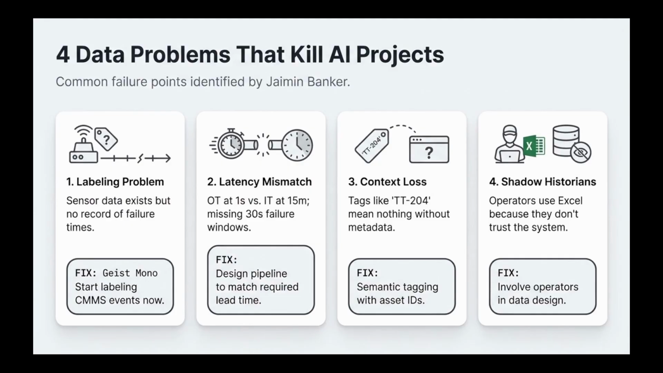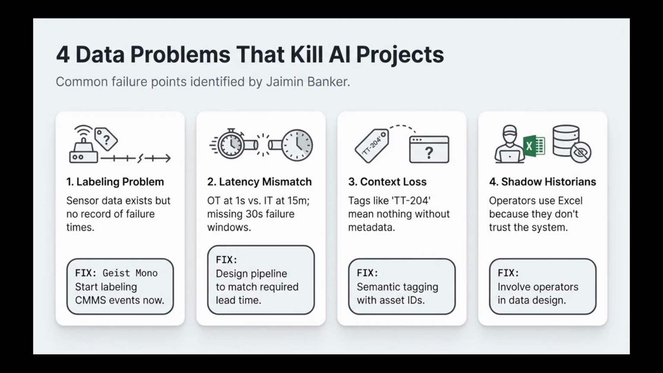I already described it, the tag number TT204. So coming back to the same case, your historian has tag TT204. Your AI model gets fed TT204 as a number, a time series of values with no meaning attached. The model doesn't know it's temperature, doesn't know it's from pump P204. Without that context, the model treats TT204 the same way it treats every other numerical series.